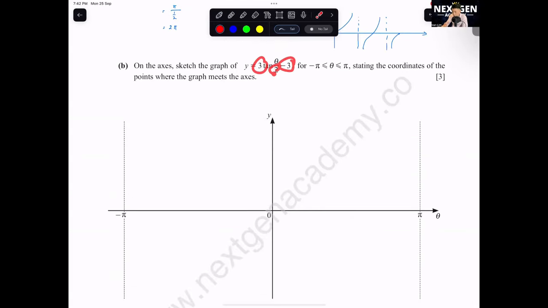Now you've got your 3, your minus 3, and this 2. How will they affect the graph? So you need to do a calculation first. Find your x-intercept and your y-intercept. For the x-intercept, y equals 0. 0 equals 3 tangent theta over 2 minus 3. So 3 tangent theta over 2 equals 3, tangent theta over 2 equals 1. Theta over 2 is 1 over 4 pi, so theta is 1 over 2 pi, or pi over 2. Go and calculate this first. If you don't calculate it, you won't get the marks for this.